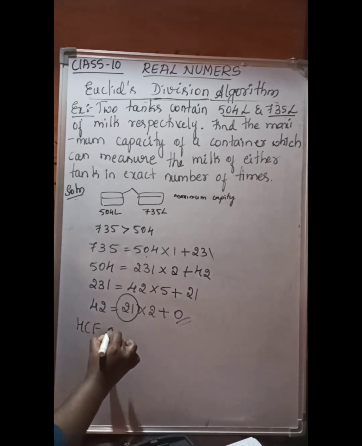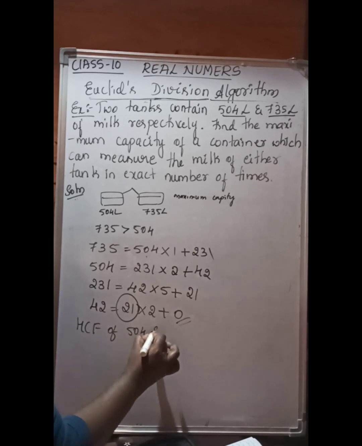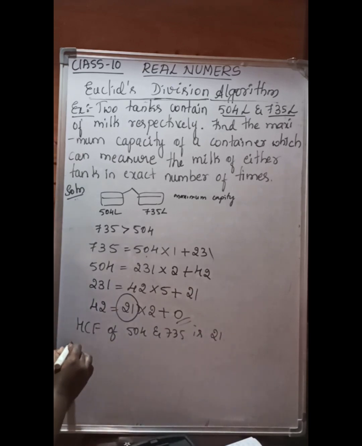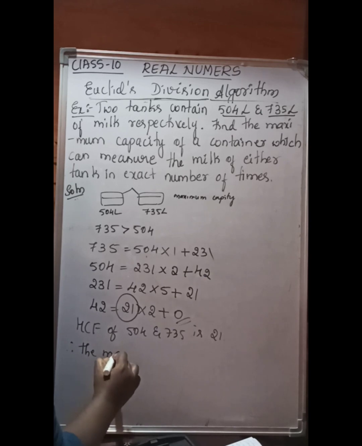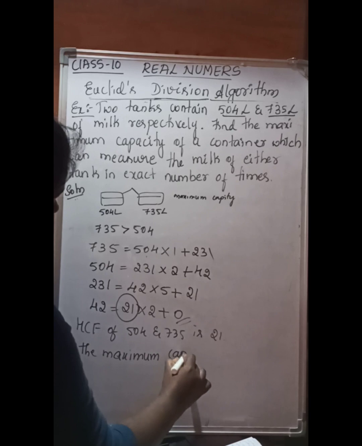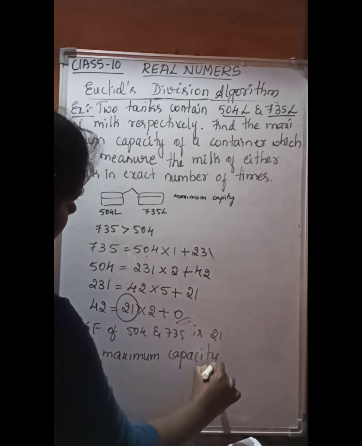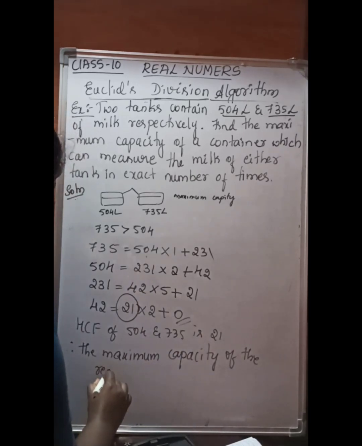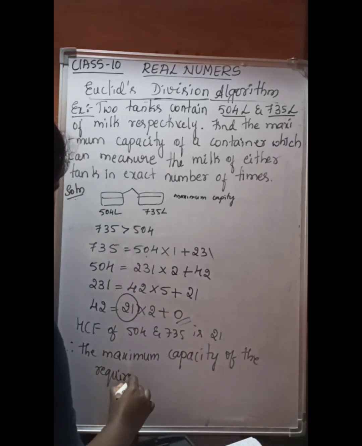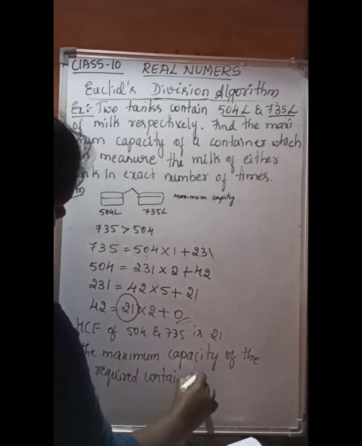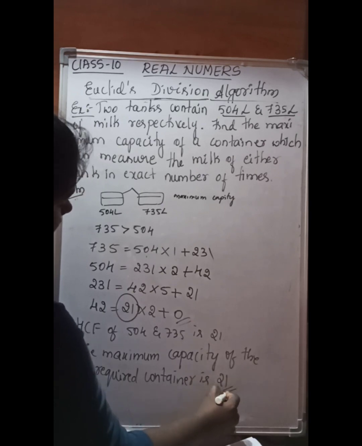So the HCF of 504 and 735 is 21. Therefore the maximum capacity of the required container is 21 liters.